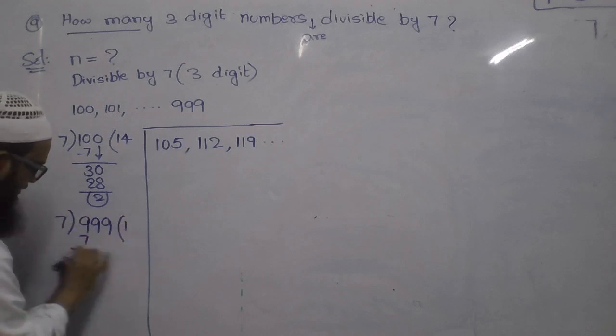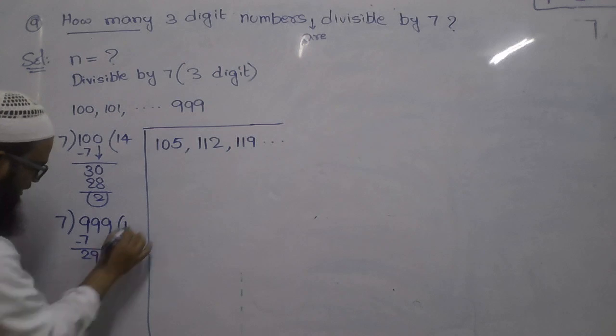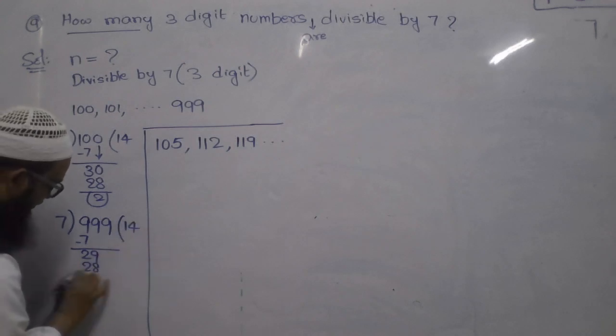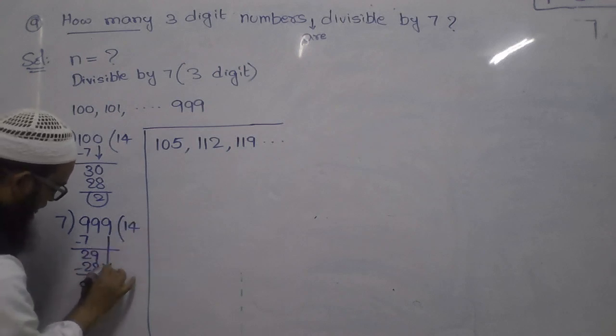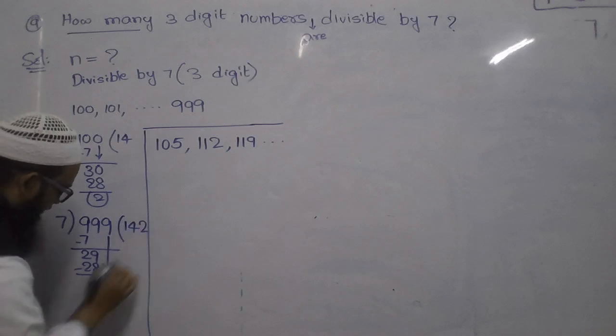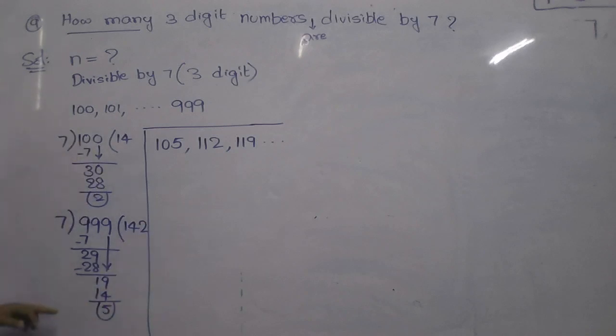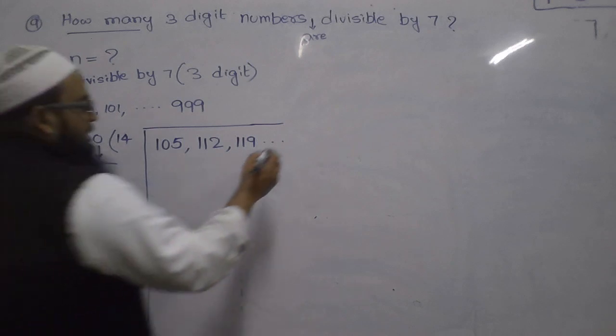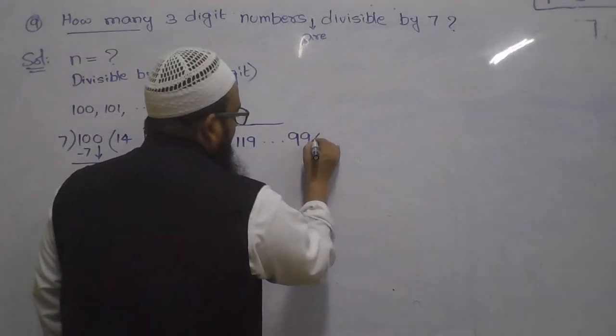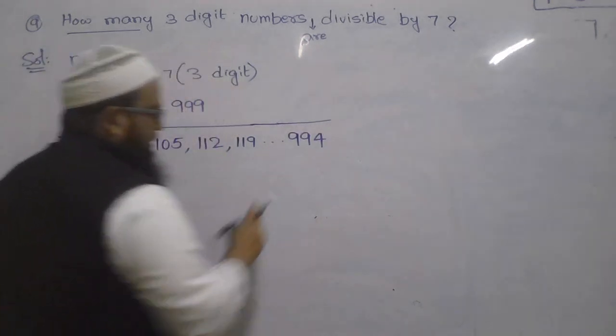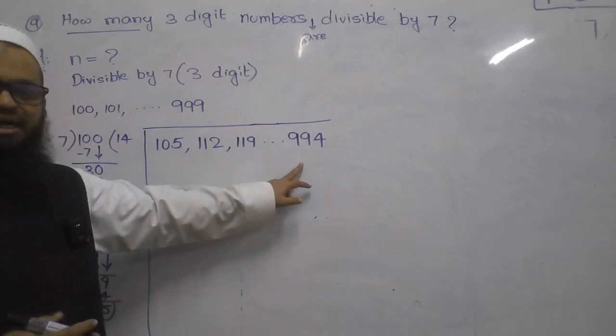7 ones are 7. Subtract, 29. 7 fours 28. So subtract, 1. Bring down 9. 7 twos are 14. So 5 is the remainder. 5 is remainder means what? What is the number that is divisible? 999 minus 5. So is it 994? So check. So this is the last three-digit number.